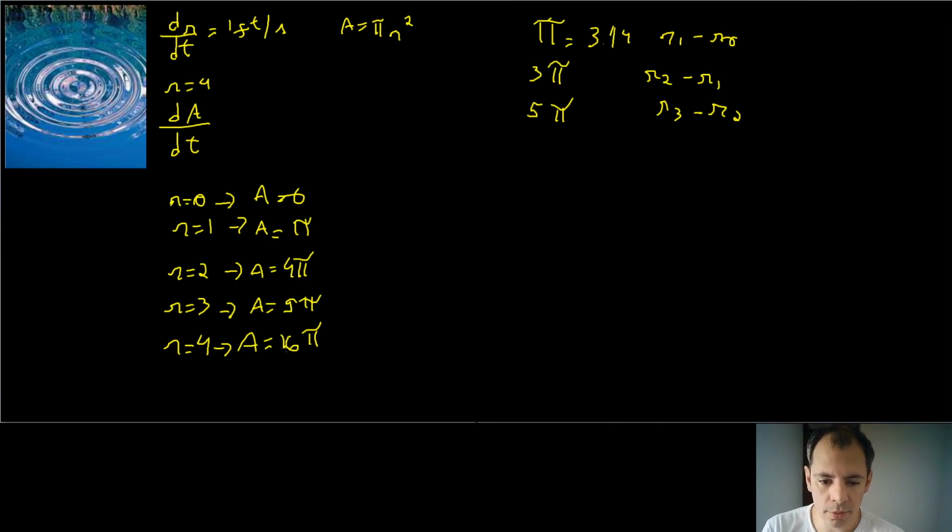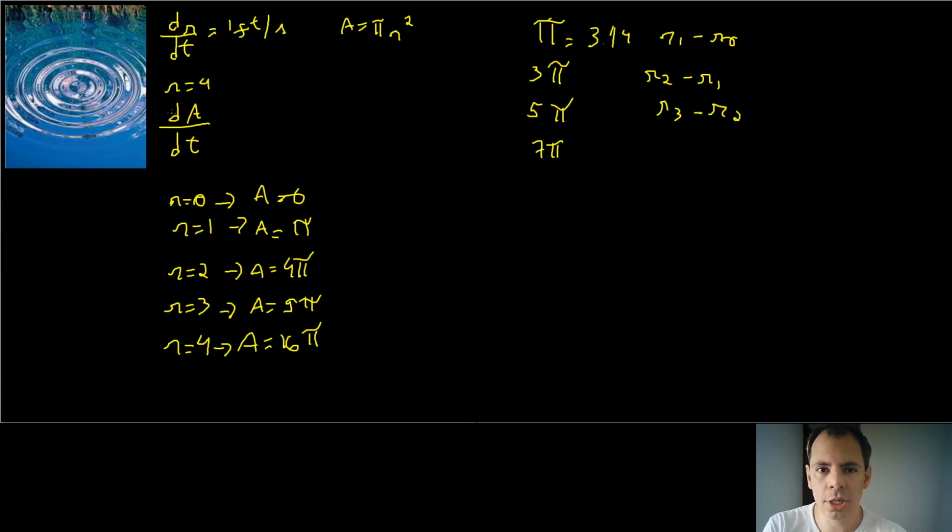And you see here, from 16 pi minus 9 pi, you're going to get 7 pi. So you see that the rate of change in the area is just increasing more and more and more. Okay, so what he's asking is, when the radius is 4, what's going to be the rate of change in the area with respect to time?